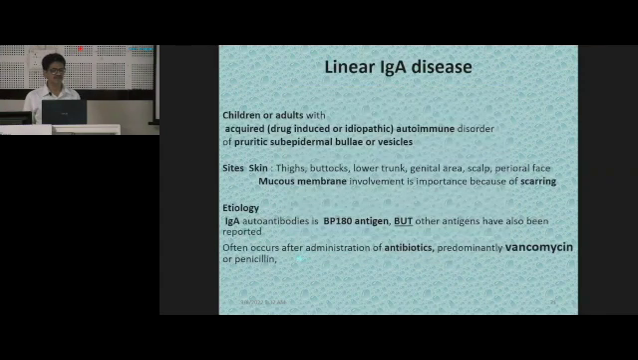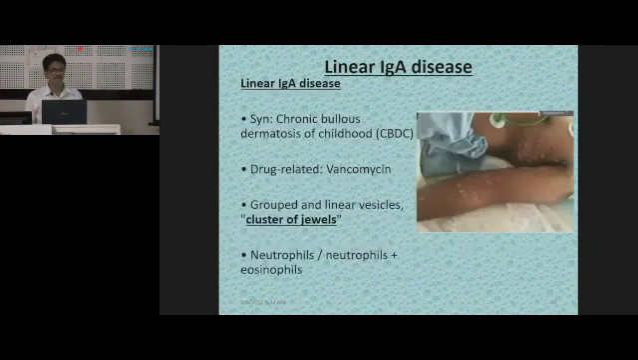Next is linear IgA disease. It is seen in children or adults. It is acquired usually because of drugs, most commonly vancomycin. Linear IgA disease, when it occurs in children, is called chronic bullous dermatosis of childhood.